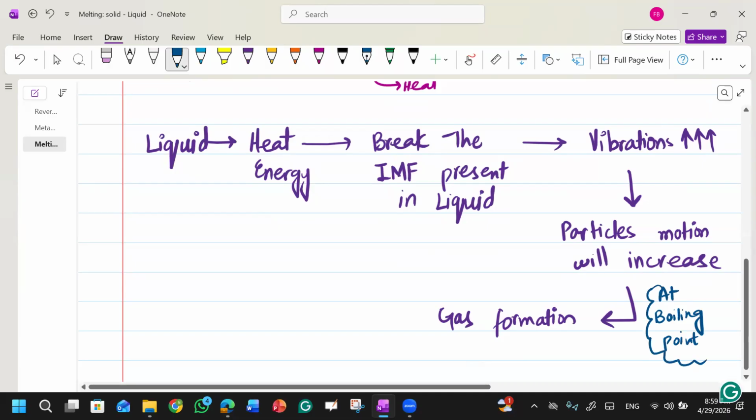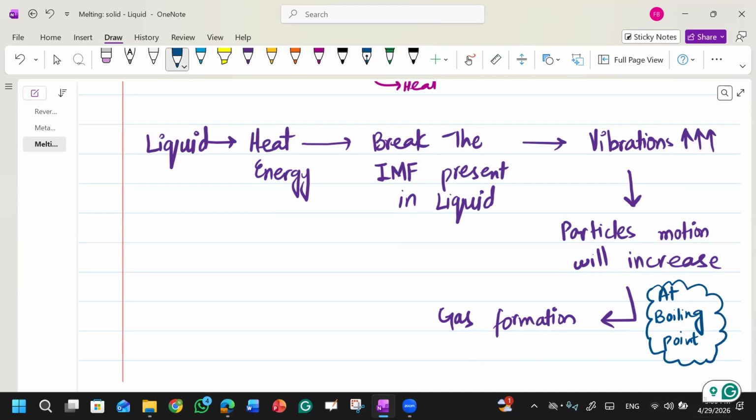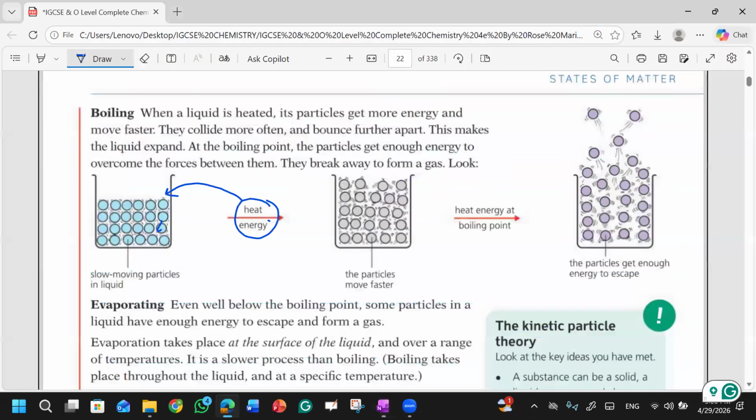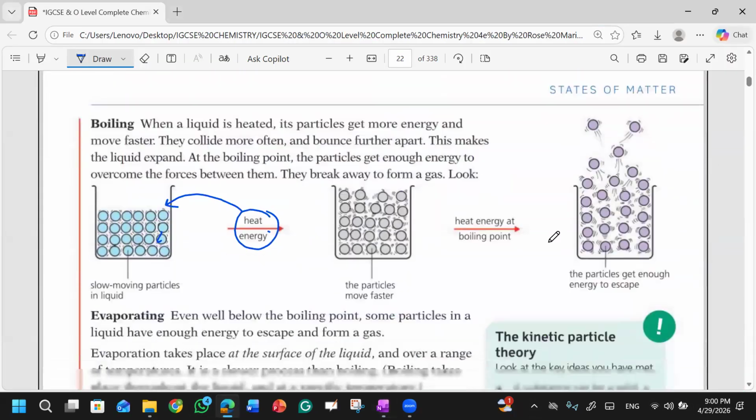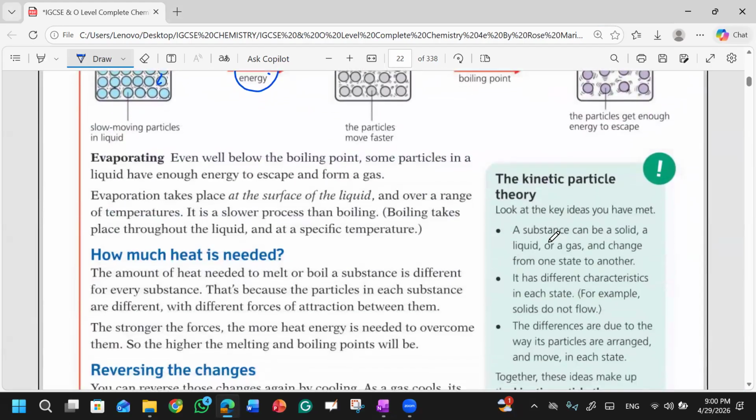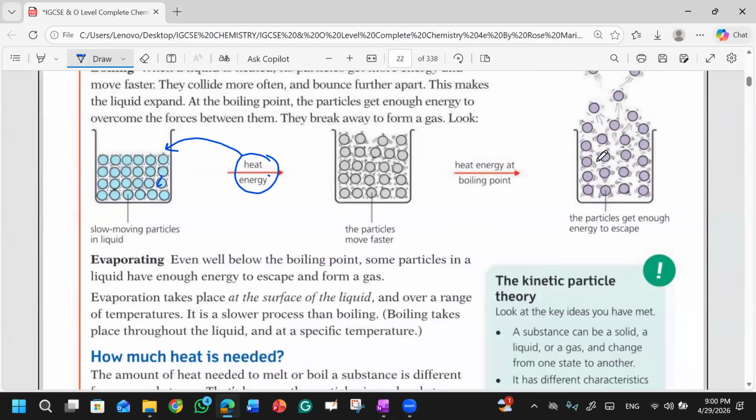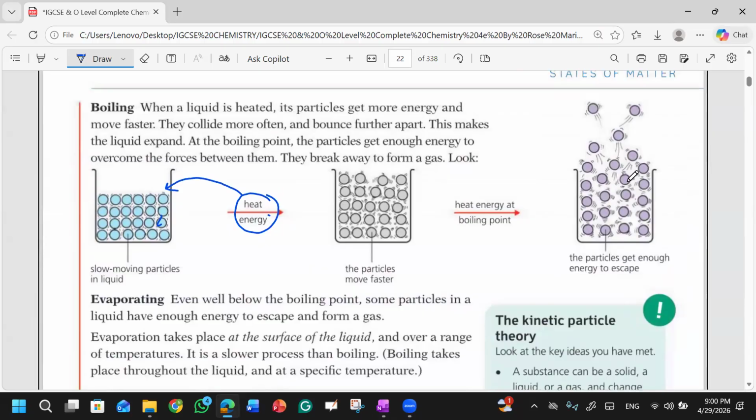At boiling point, you will get gas molecules. There will be gas formation. Clear? And some of the gas particles will evaporate. They will escape the surface, and we will discuss how evaporation occurs. Now evaporation. What is evaporation? When you are heating and providing heat, at boiling point the liquid is converted into gas, right? And whenever water is boiling, you will observe some of the bubbles leave the surface.